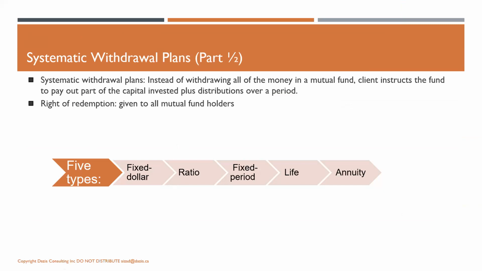It's not locked in. Remember, it's called an open-ended fund, and as long as the business day is open and it's not a holiday, you can cash in and you can usually get your money after 2 business days. Systematic withdrawal is where you can instruct the company that you need to take out a certain amount every year or every month. They can set that up, right? So there are 5 types of systematic withdrawal plans: fixed dollar, ratio, fixed period, life, and annuity. We'll talk about those here.